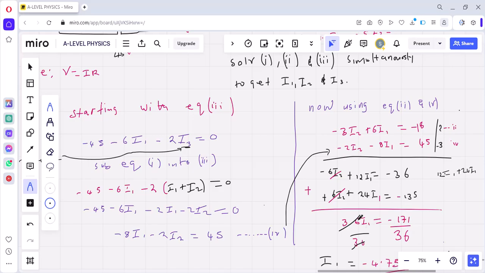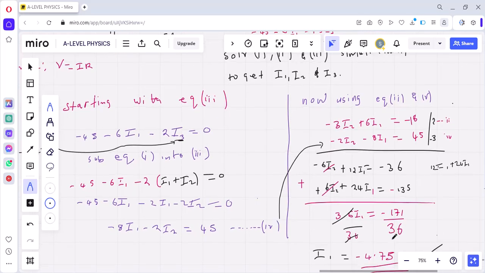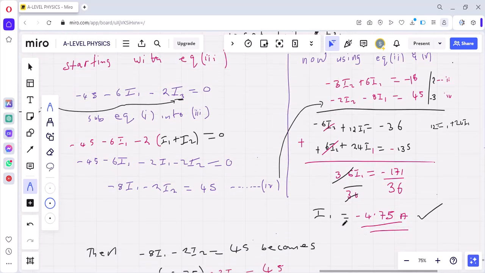Okay, now I can divide by 36 throughout. So if I do that, you can pause the video and see what you will get. I'm getting negative 4.75 amps. Don't forget to include the units there. And you can see that now the answer is negative. Now remember what we discussed in the introduction. I said if the answer for the current is negative, then it implies the direction of the current is opposite to the direction which you chose.